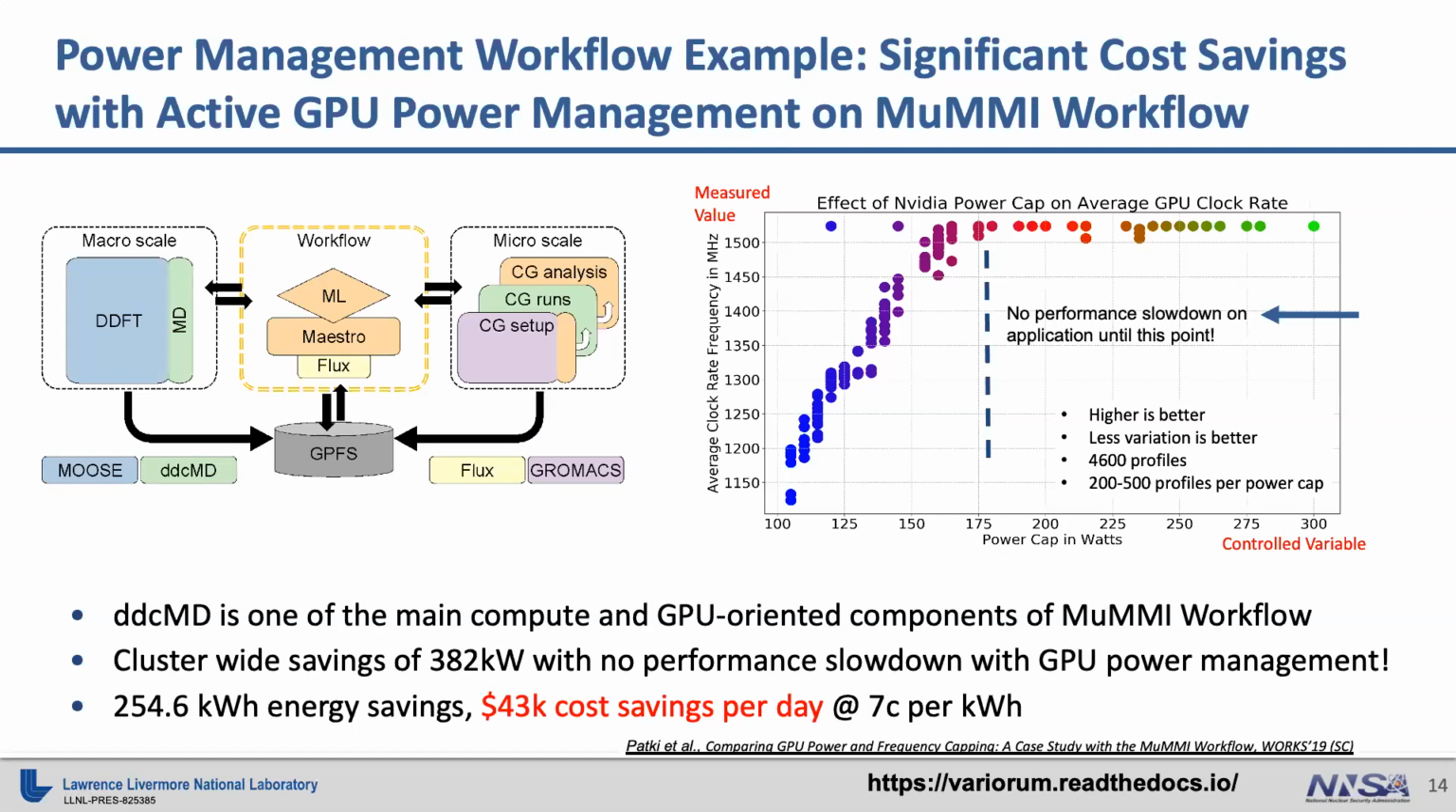The other thing to note here is that if you just started capping all your GPUs for this particular application to 175 watts, you would have the same performance and you would save about 382 kilowatts on this particular supercomputer, which translates to about $43,000 cost savings per day if you were paying 7 cents per kilowatt hour. So this was an interesting result for us in terms of even electricity pricing, as to figuring out that power capping can also help you save energy costs for your supercomputer.